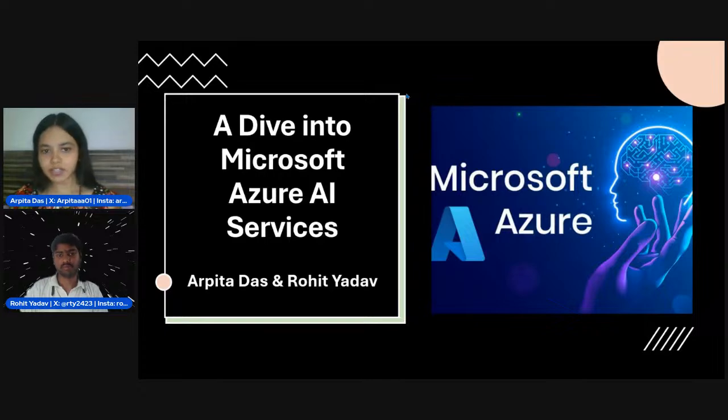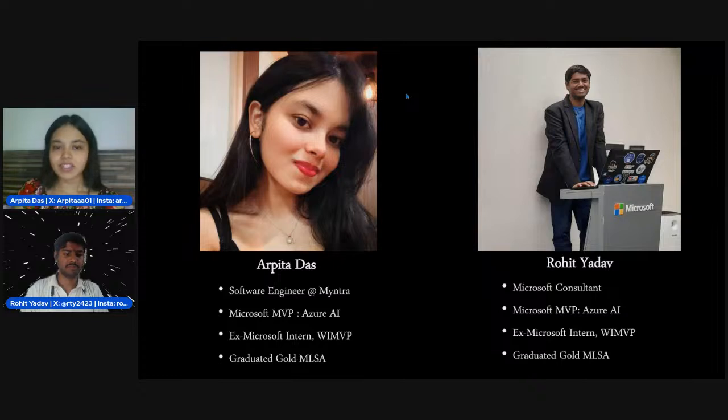So let's start with our intros, a small intro. Sure. Awesome. So I'm Arpita. I'm currently a software engineer at Myntra. I hope you all know Myntra. And I'm also a Microsoft MVP for Azure AI, majorly for cognitive search and custom vision and other services like those. Before this, I had interned at Microsoft when I was in college, and I have work experience in a startup as well. It's called Ruby, and I was also a Gold MLSA. So people who are familiar with the MLSA program, hi. And before Azure AI MVP, I was a Windows Insider MVP. But all in all, I like being an active part of the tech community.